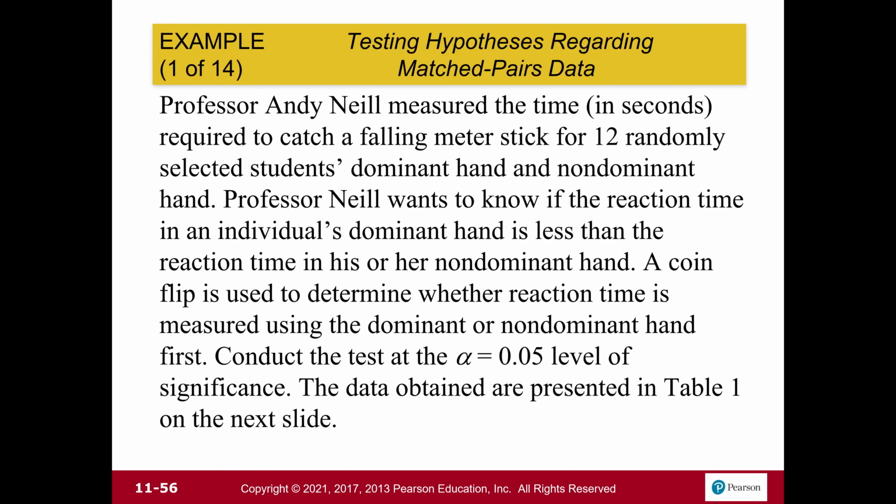And so here we have a matched pair design. The professor measured the time required to catch a fallen meter stick for 12 randomly selected students' dominant hand and non-dominant hand. Professor Neal wants to know if the reaction time in an individual's dominant hand is less than the reaction time in his or her non-dominant hand. A coin flip was used to determine whether the reaction time is measured using the dominant or non-dominant first, and then we're going to conduct the test at the 0.05 alpha level of significance.